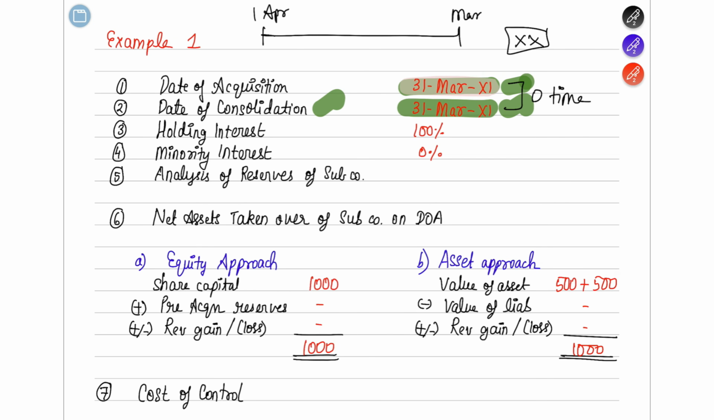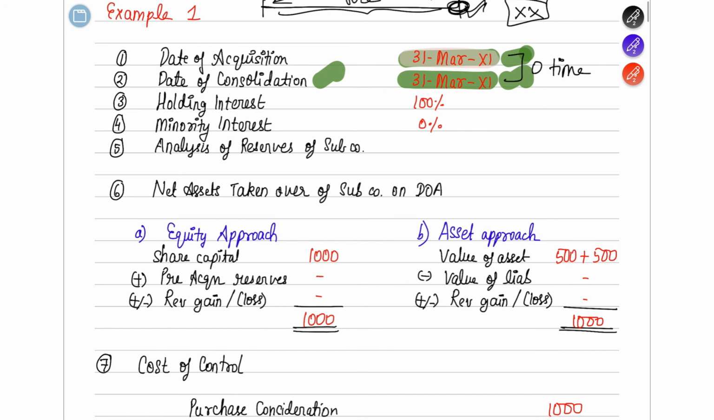Yes, so 1st April the year starts, March year ends. So this is 1st April 2000, 31st March 2001. So at this date only the acquisition is also happening. At this date only the balance sheet is also to be prepared. So the entire period before the date of acquisition, the entire year is going to be a pre-period only.